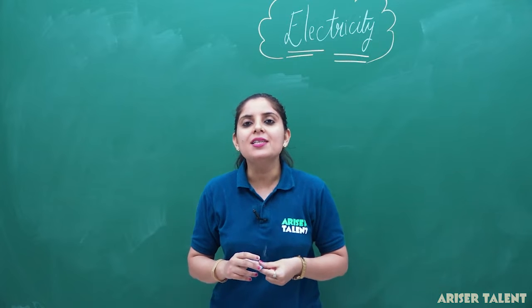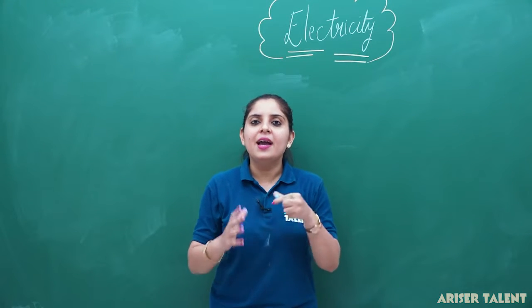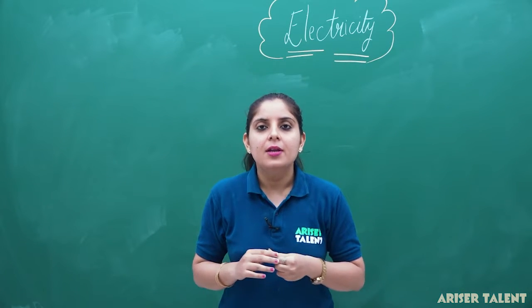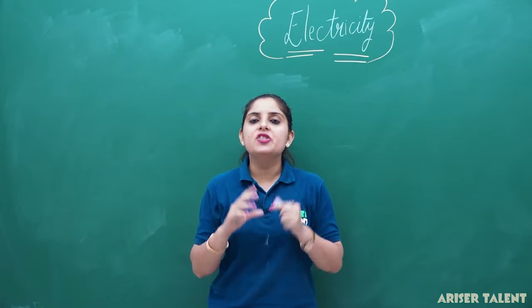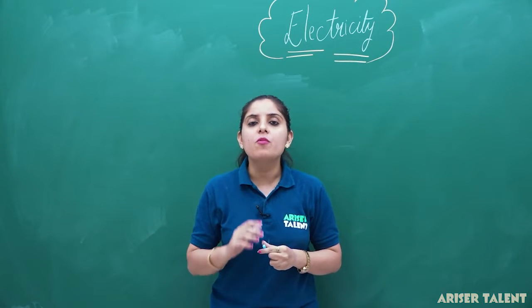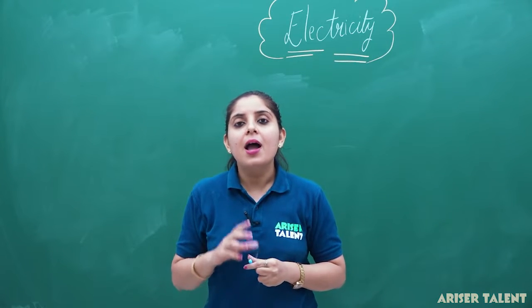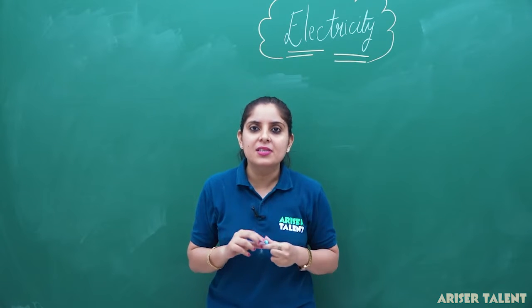Now, in today's lecture, we are going to discuss an entirely different topic, known as Wheatstone bridge. Now, what is Wheatstone bridge? Wheatstone bridge is an arrangement of 4 resistors in the form of a quadrilateral, where the values of 3 resistances are given, and you have to find the value of the unknown resistance.